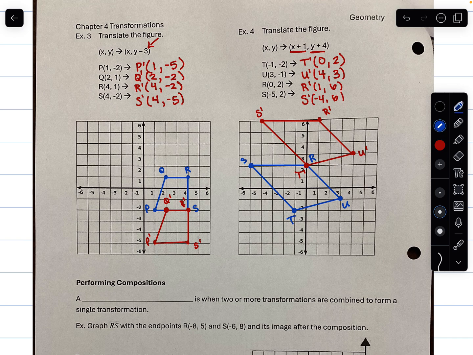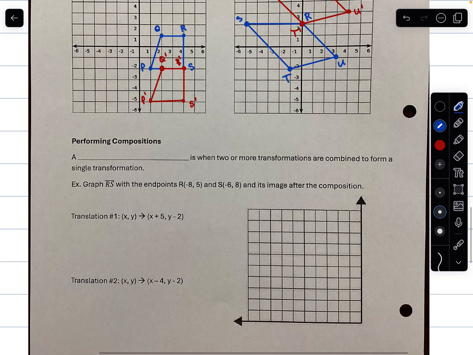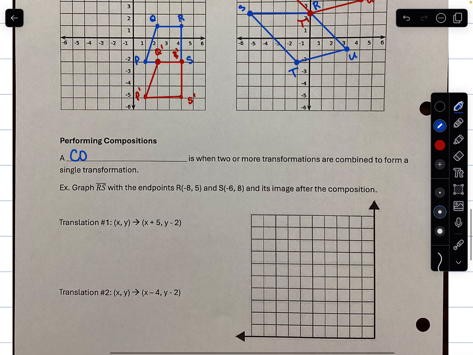All right, last part, we're going to talk about performing a composition. A composition is when two or more transformations are combined to form a single transformation, okay? So in our example, it says graph RS with the endpoints of R and S and its image after the composition. So let's start with RS.